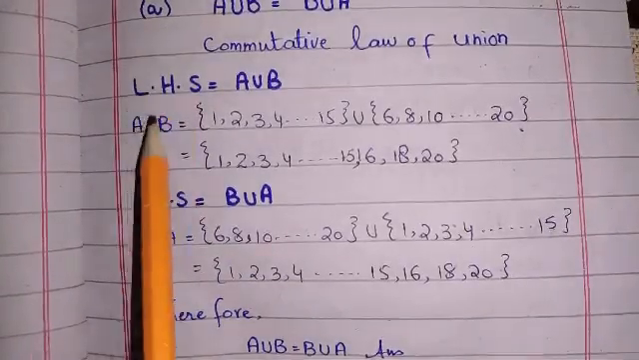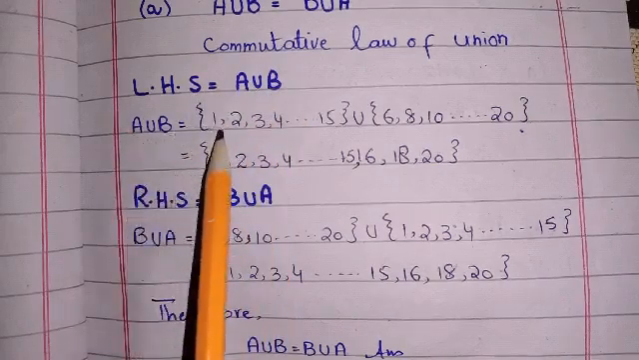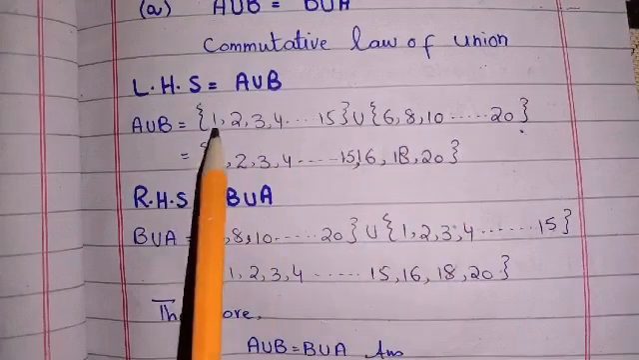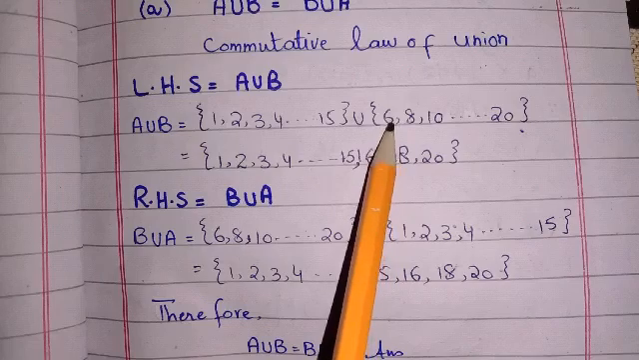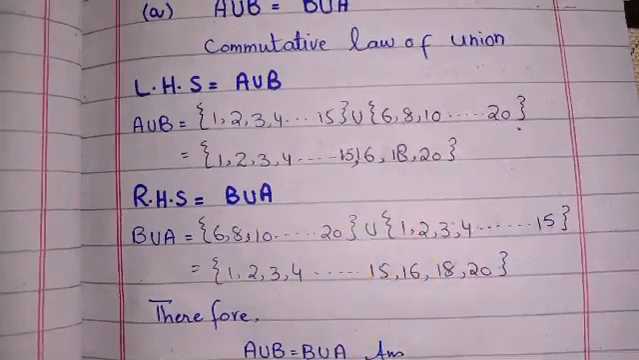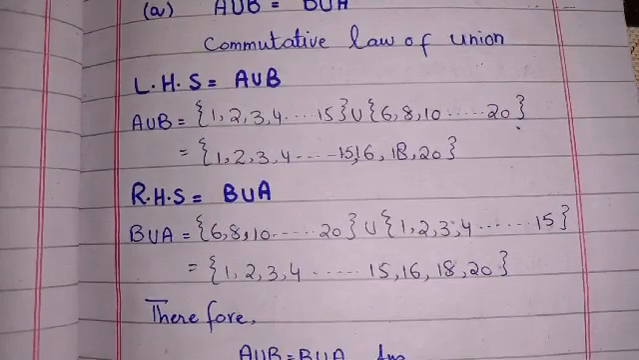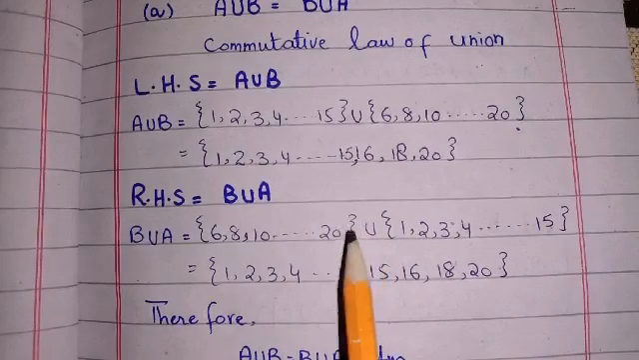Here we solve the left hand side first. Left hand side is equal to A union B. For A union B, we will write the A set first, then union, then the B set. We will write set A: 1, 2, 3, 4 up to 15, union set B, which is 6, 8, 10 up to 20. Students, you remember that in union we will combine all the elements of both sets, but the common elements in both sets must be written once.